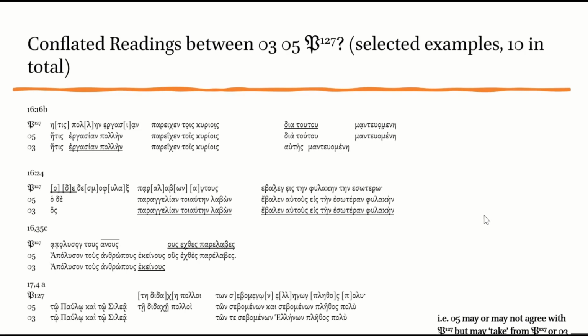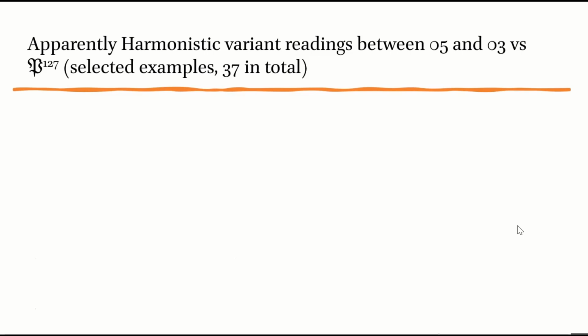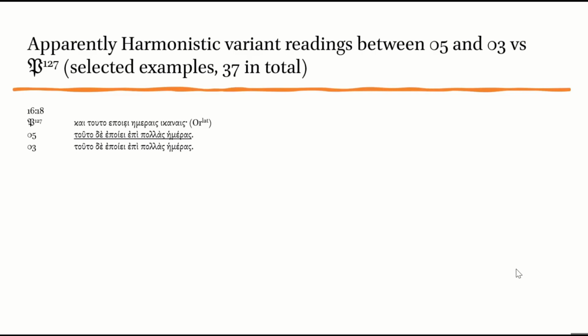Now, there is another one, but I can't see the bottom of my page because of the legend here. But so I skip this one. So the third and last bit on 127 is a variation of the conflated reading, is what I would call the apparently harmonistic variant reading, which means that 05 would take from 127 and 03.